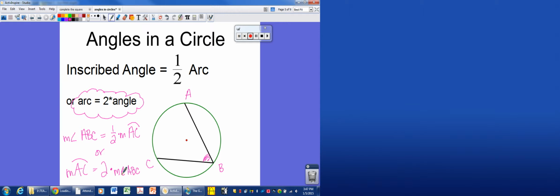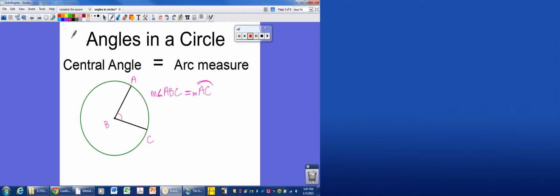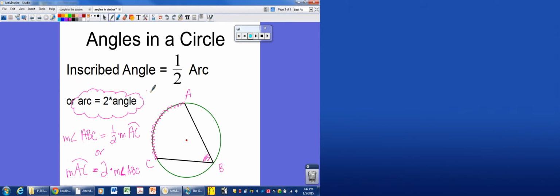So whichever way you like to remember it, the arc is bigger. The arc is 2 times the angle, so the arc is the bigger thing. Arc equals 2 times the angle. This arc is 2 times as large, this degree is 2 times as large as this one here. So central angles are equal, inscribed angles are half. If you can remember those, then you're well on your way to doing fine, but there are two other different types.